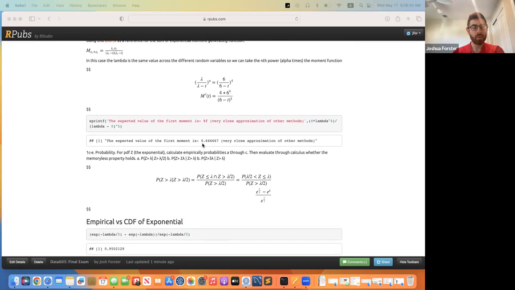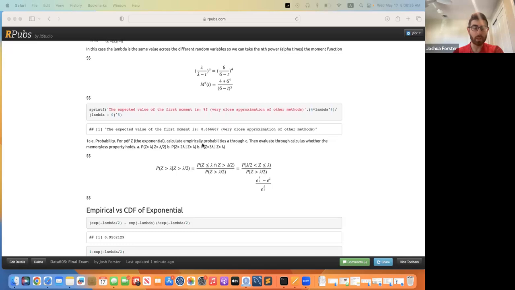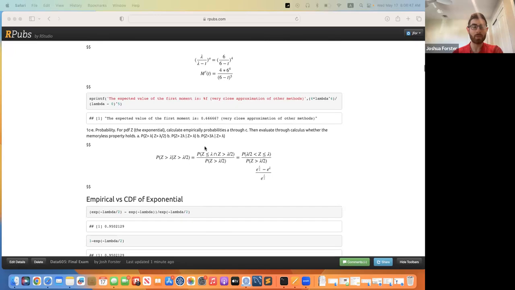So now moving on to 1C through E. The premise of this is basically to demonstrate mathematically that the memoryless property holds.